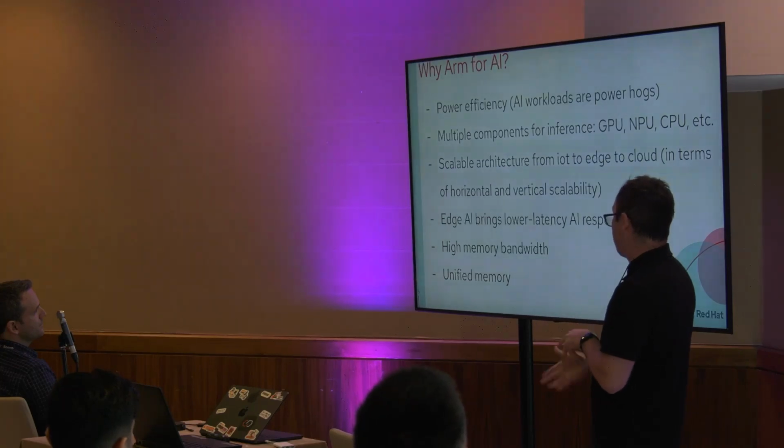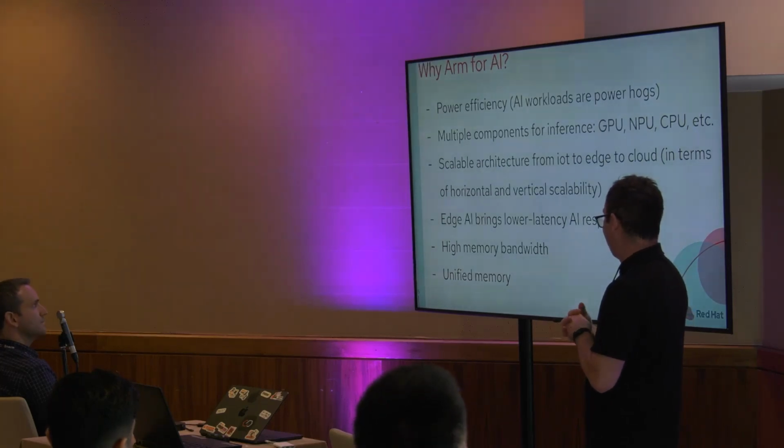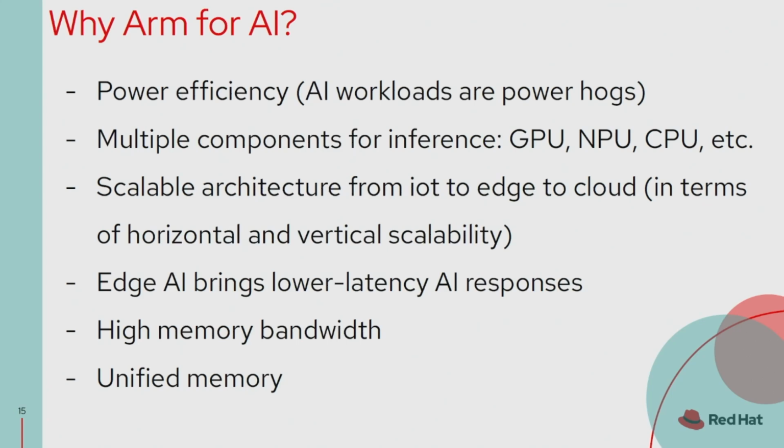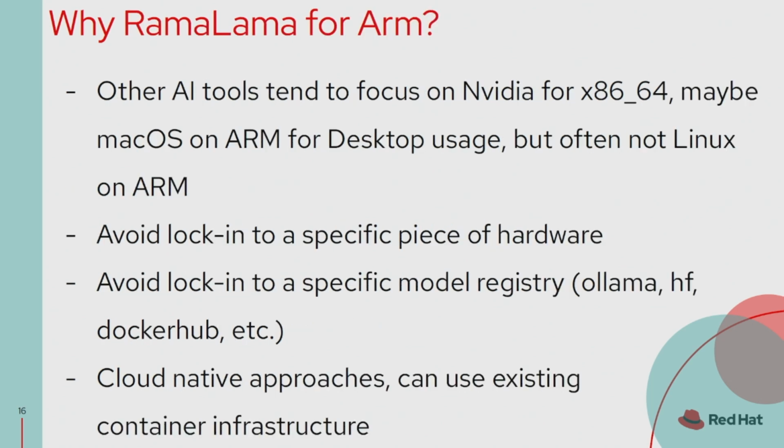You can get high memory bandwidth, and I use the Apple marketing term here, but using unified memory and not having the copy between RAM and VRAM, that can be kind of useful as well. So ARM is pretty neat for that.